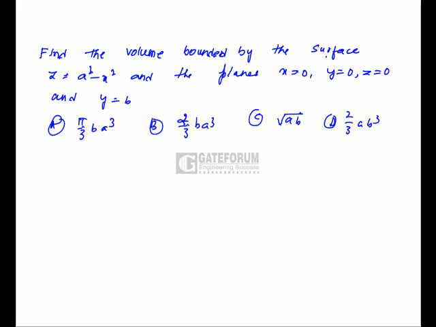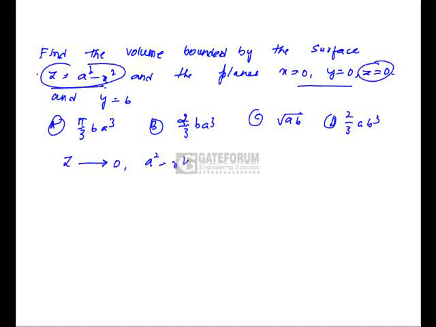Find the volume bounded by the surfaces z equals a square minus x square and the planes x equals 0, y equals 0, z equals 0 and y equals b. Now, clearly we can say that z varies from 0 to a square minus x square, as the value of z is 0 as well as a square minus x square.